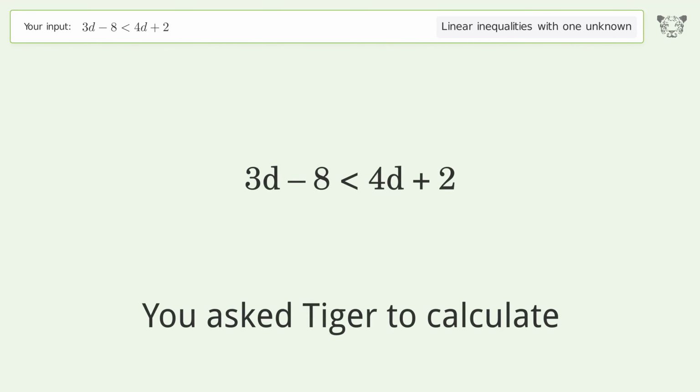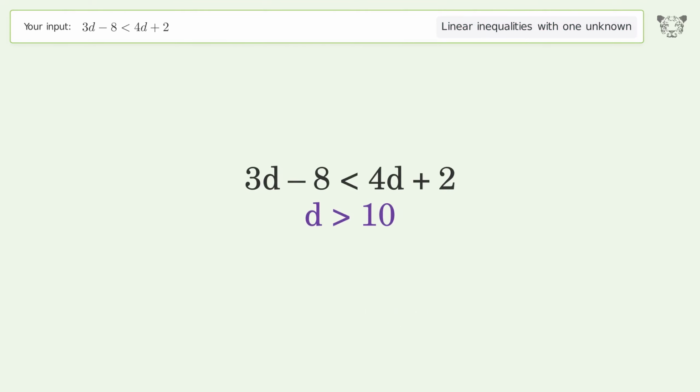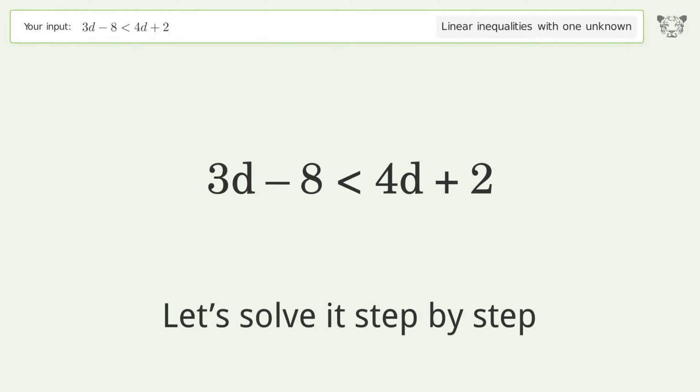You ask Tiger to calculate. This deals with linear inequalities with one unknown. The final result is d greater than -10. Let's solve it step by step.